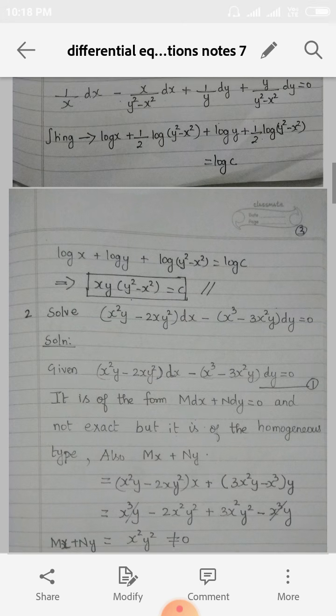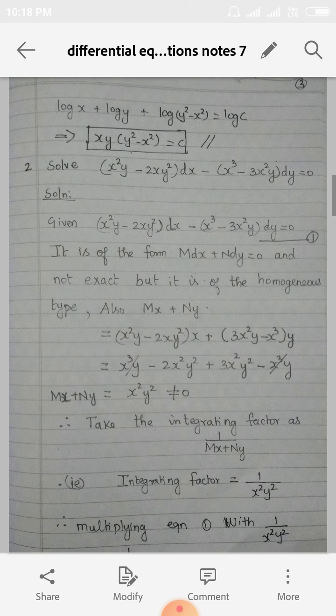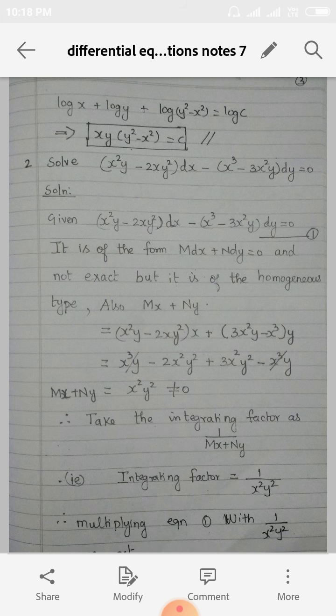Right. See the next sum. This is the given equation. It is of the form M dx + N dy is equal to 0. It is not exact, but it is a homogeneous equation of order 3. Also find it by the same method, Mx + Ny. After finding Mx + Ny, we get x²y². This x²y² is not equal to 0.